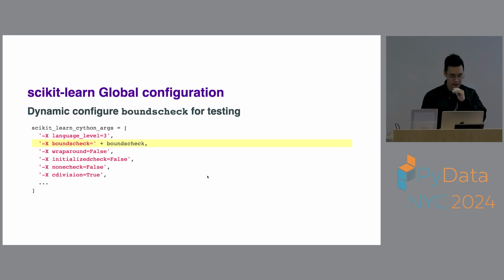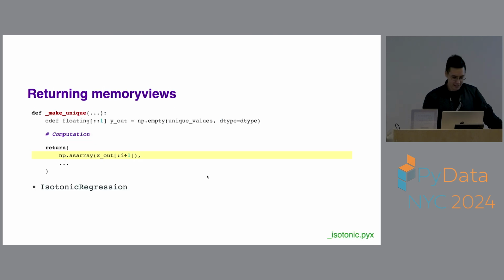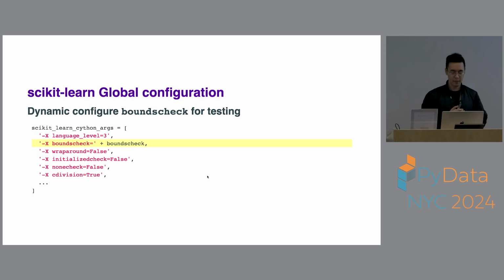And one of the cool things that we do is that we make bounds check configurable in the build system. That means, because if you don't check the bounds, you can go out of bounds, in CI we turn this back on so that we run through our tests with bounds checking, and so we know if there's invalid code somewhere. But when we ship it, we turn it off. So it's a cool strategy, and this is what we do in scikit-learn. Okay. So that's how you have directives in scikit-learn with memory views.